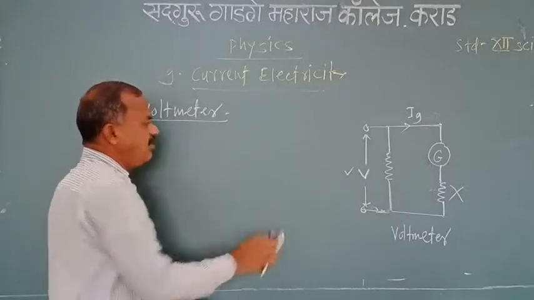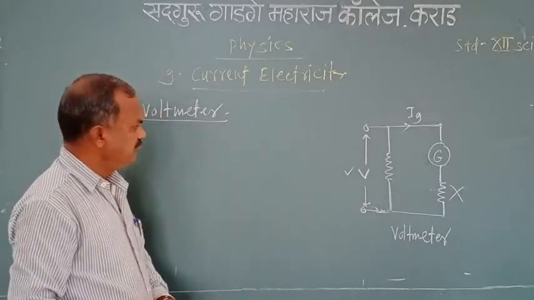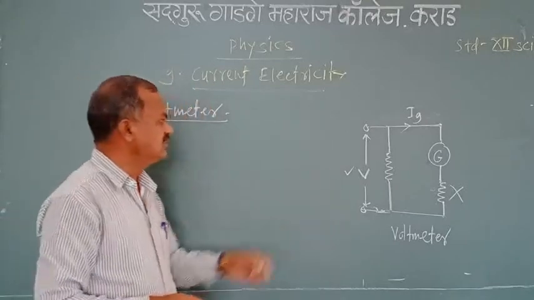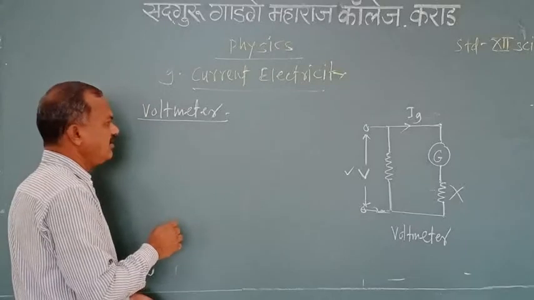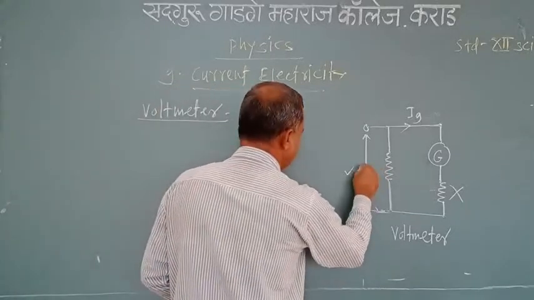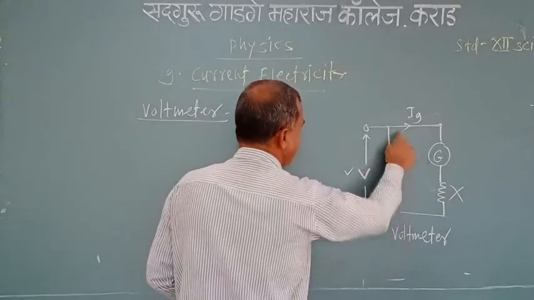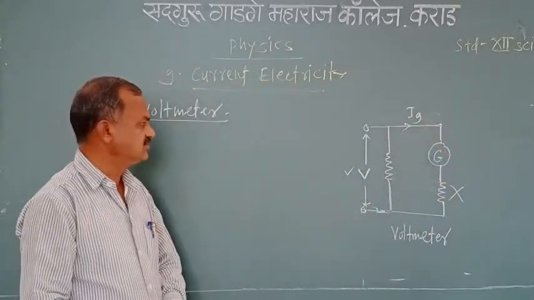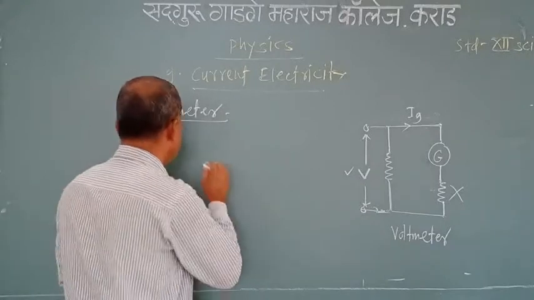Then, how will you find out the value of the high resistance? For that, consider this circuit. From this circuit, we can write something. Here V is the potential difference to be measured, Ig is the current flowing through the coil of the galvanometer, as well as the high resistance X. Then from the figure we can write some equations.